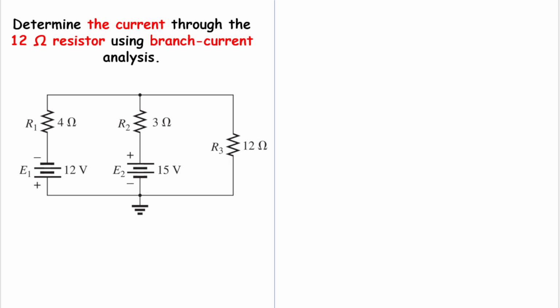Determine the current through the 12 ohm resistor using branch current analysis. Okay, we need to use branch current analysis, so we need to label all the currents that pass through all the components in this circuit.